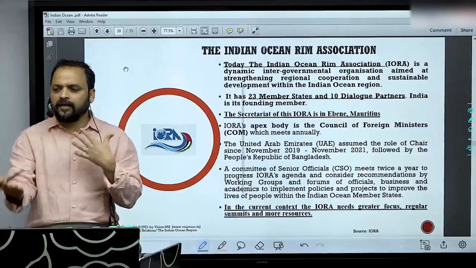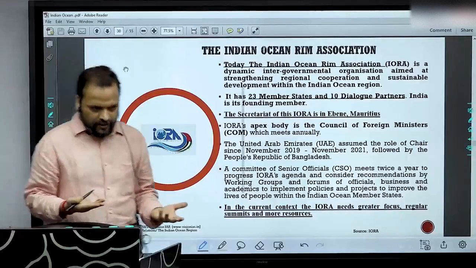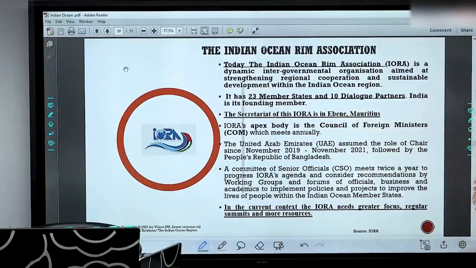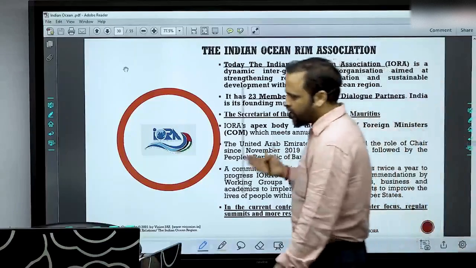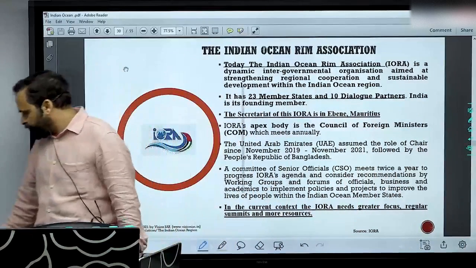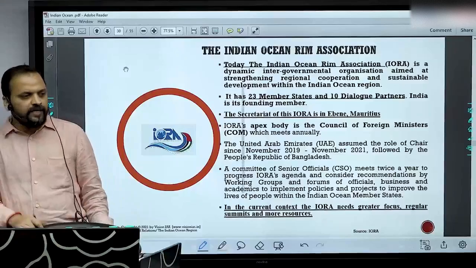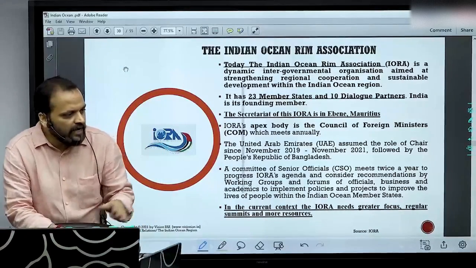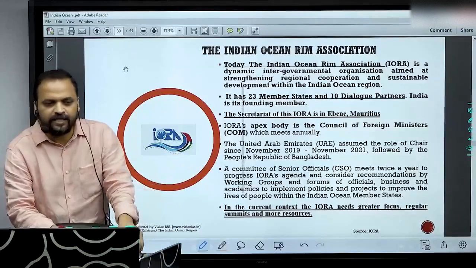And then another layer of information, who is the current chair. So the last chair was UAE, current chair is Bangladesh. That's it. So gradually you start moving it down. And what is the limitation of the IORA? So generally the limitation is said to be it lacks a mechanism like a summit system.